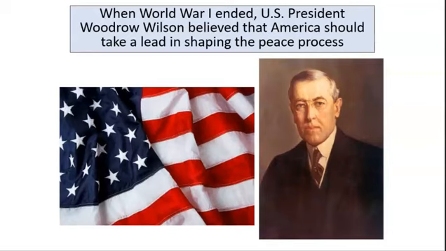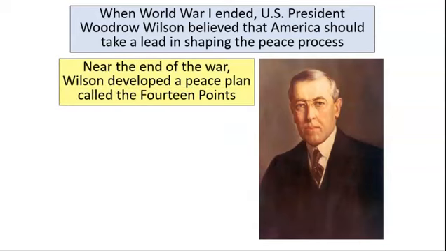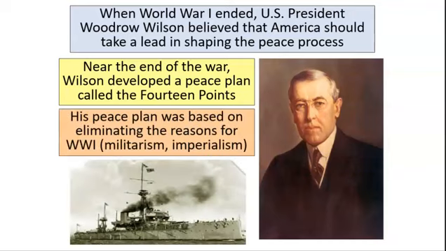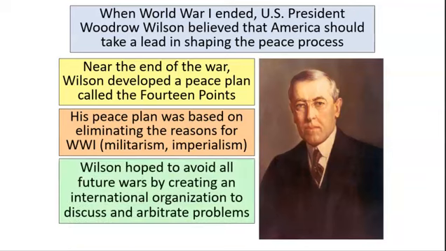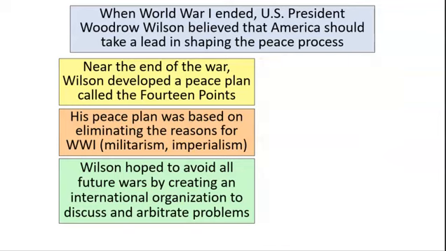And when it ends, our president, Woodrow Wilson, believes that the United States needs to take this leading role in trying to shape the peace process. And his idea for the peace treaty that should be the end of the war, he's going to call the 14 points. And what he wants to do is get rid of the different things that caused World War I in the first place, things like militarism and imperialism. And he hopes to avoid future wars by creating an international organization to try and settle differences through mediation and arbitration, just talking about it, rather than actually fighting about those different problems.